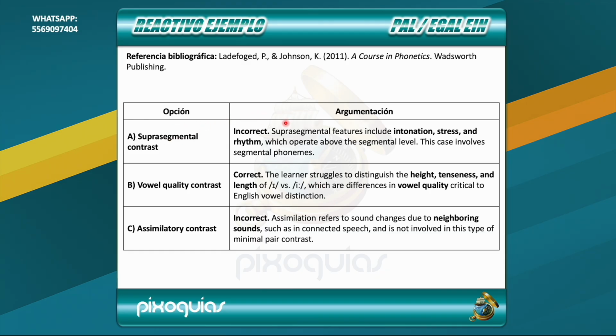A is incorrect because suprasegmental features include intonation, stress, and rhythm, which operate above the segmental level. This case involves segmental phonemes. And C is also incorrect because assimilation refers to sound changes due to neighboring sounds, such as in connected speech, and is not involved in this type of minimal pair contrast.